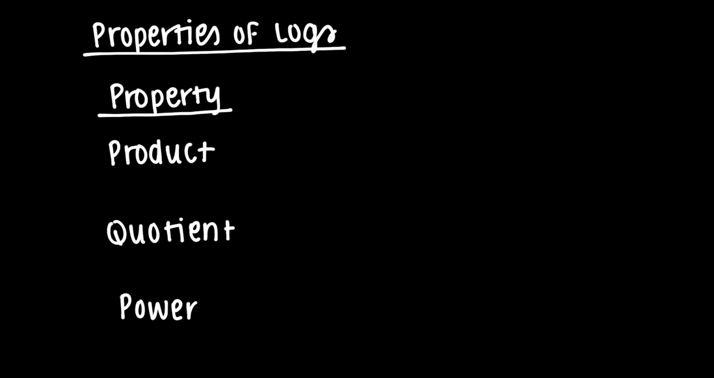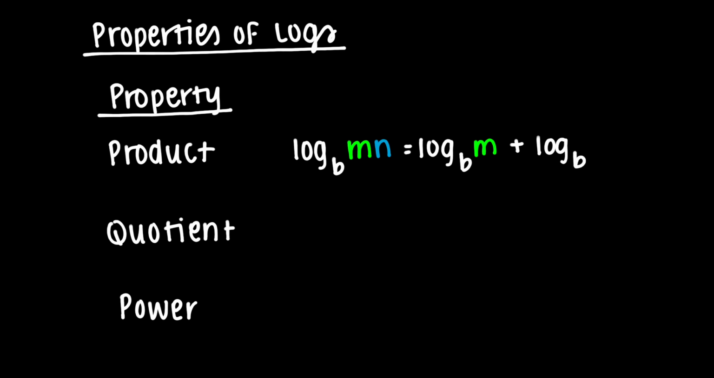Starting off with the product, if you have the log, there is a base, and you have two things being multiplied, which is what product means, so m times n. I can actually break that into log with the same base of m plus log with the same base of n. So if I have something being multiplied, it goes with addition. If I have something being added, I can change it into multiplication. And you'll see what that means in just a second.